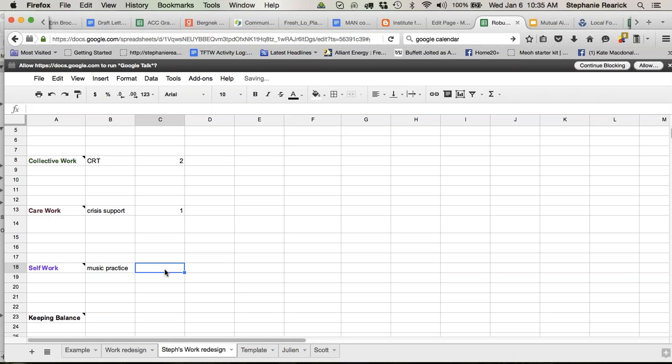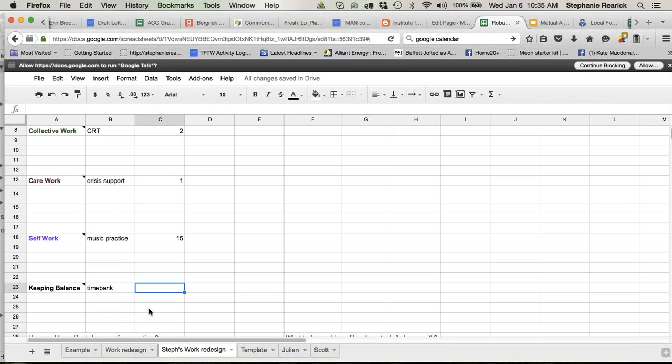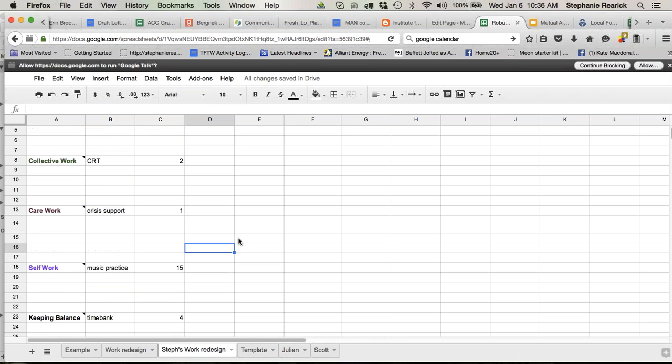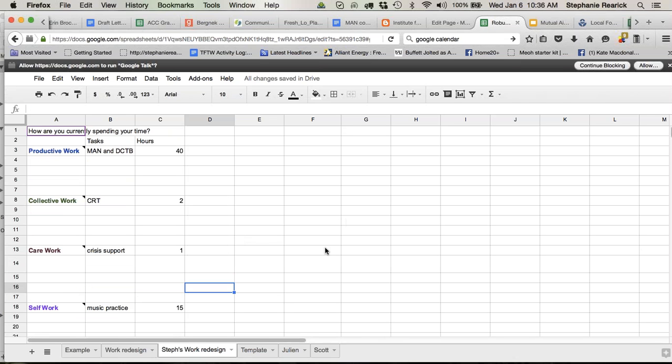Self-work, I practice music a lot. I probably do music at least 15 hours a week. Keeping balance, this is kind of significant too. Some of it I've been doing for money actually, so it'll be interesting to break this down, and some of it I've just been doing. So I would say keeping balance might be about 4 or 5 hours a week, but I'm not really sure. So that was my life last year.